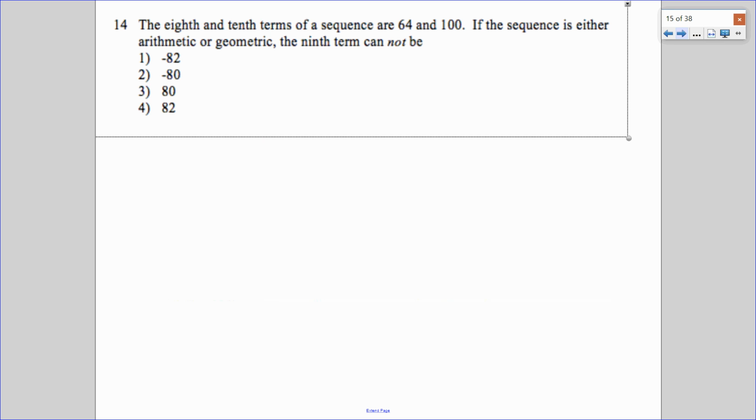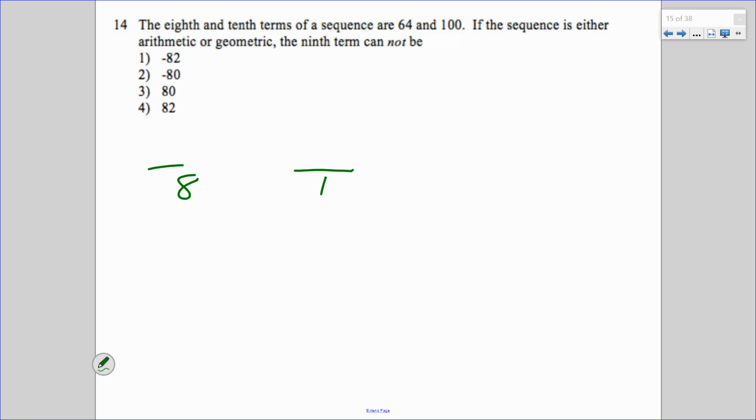This was another fantastic question. The 8th and 10th terms of a sequence are 64 and 100. So I have the 8th term, I have the 10th term. 8th term is 64, 10th term is 100. If the sequence is either arithmetic or geometric, the 9th term cannot be. Well, let's test it out and see what happens.